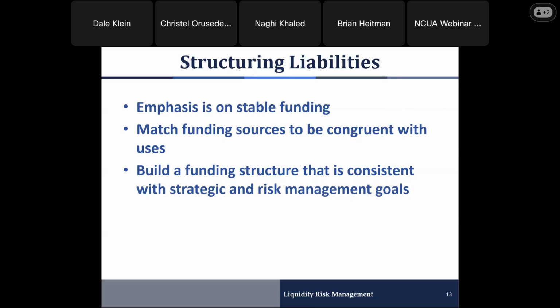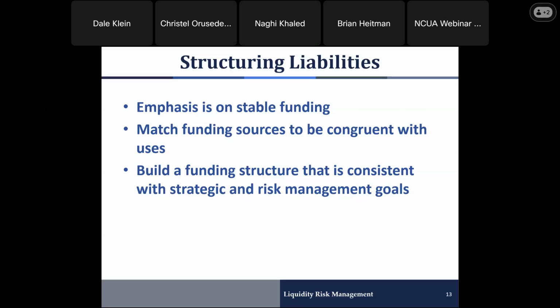Finally, when structuring liabilities and matched funding, credit unions must consider their strategic goals, such as growth targets, risk tolerance, and member service objectives. For example, if a credit union aims to expand its loan portfolio rapidly, it may need to secure additional funding sources to support this growth. Credit unions can effectively manage their balance sheet to achieve long-term success by aligning liability structure with strategic goals.